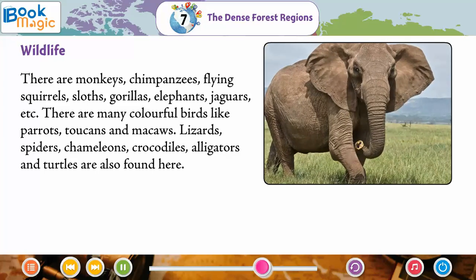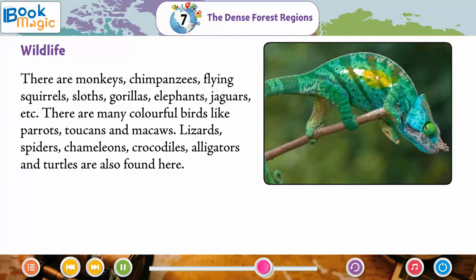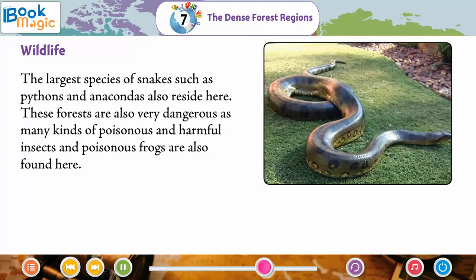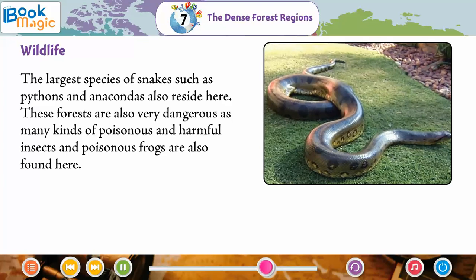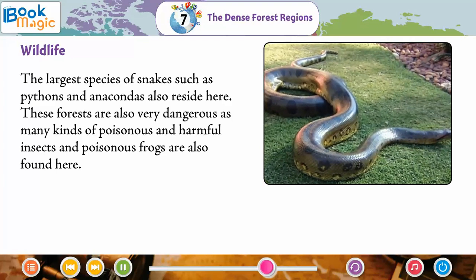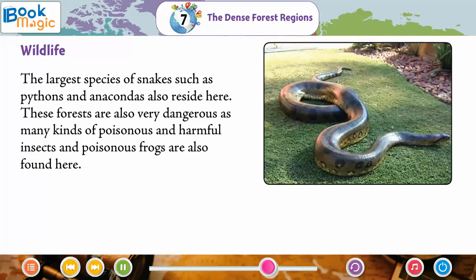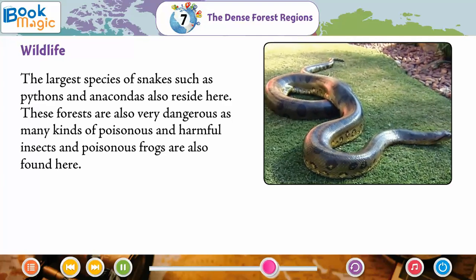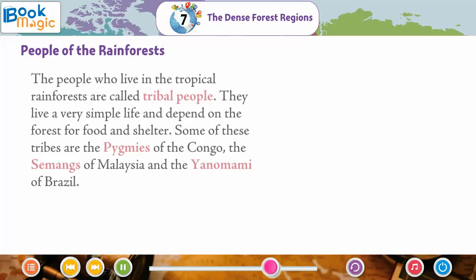Lizards, spiders, chameleons, crocodiles, alligators, and turtles are also found here. The largest species of snakes, such as pythons and anacondas, also reside here. These forests are also very dangerous as many kinds of poisonous and harmful insects and poisonous frogs are also found here. People of the rainforests.